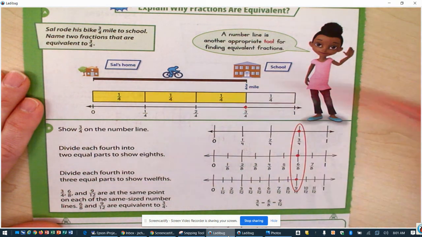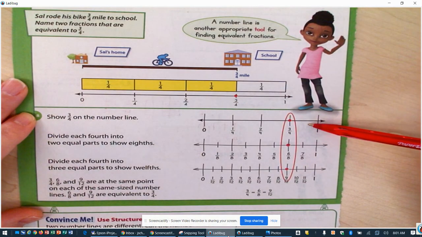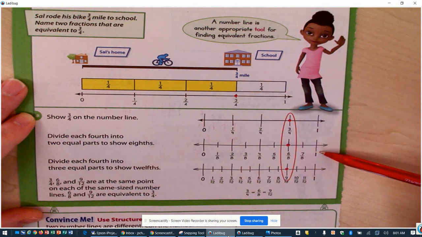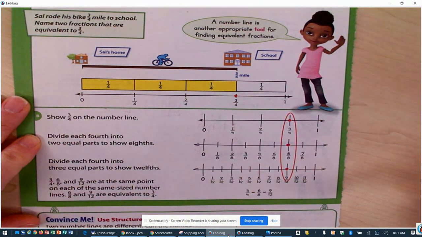Here they colored the pieces in. So let's move down to this first number line, okay? It's the same as the one up here, just in a smaller scale. So they again have highlighted 3/4 of a mile. And then what they're showing you next is to divide these fourths, just like we did on our ruler before, into two equal parts, which are halves, right, to show eighths.